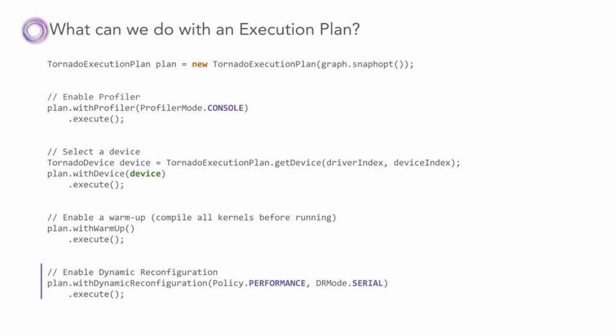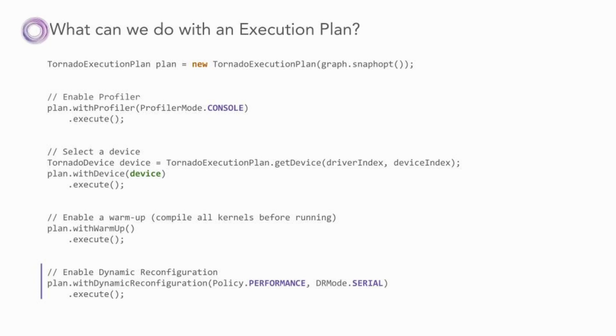Dynamic reconfiguration depends on an input policy that the user decides, in this case a performance policy, which I will explain in a bit. Depending on the input policy, Tornado will make a decision and decide which device is best. What the performance policy means is that Tornado will evaluate the execution on all available devices, and it will pick a device based on peak performance. That's the performance policy.